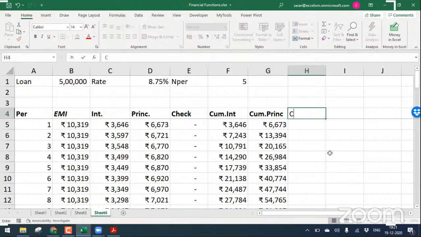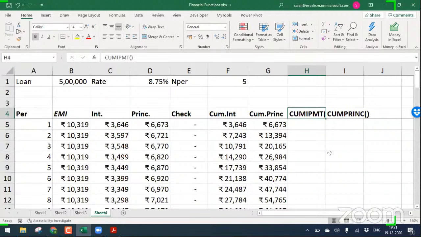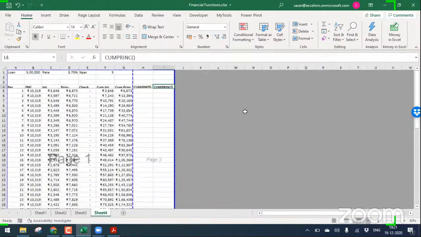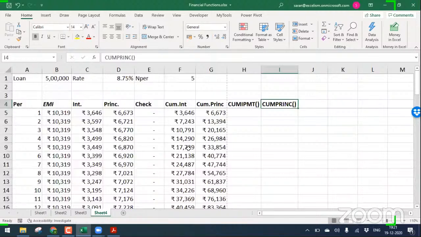So how can I do this using CUMIPMT? And how can I do this using CUMPRINC? Could you please tell me what formula I should write here to get the same figures? Anyone, please put it in the chat box. I'll give you 2 minutes. What is the formula I should write here so that I get the same figures I got here? Everyone, I'll give you 2 minutes. Please work on it.